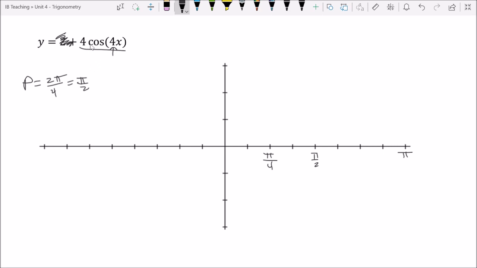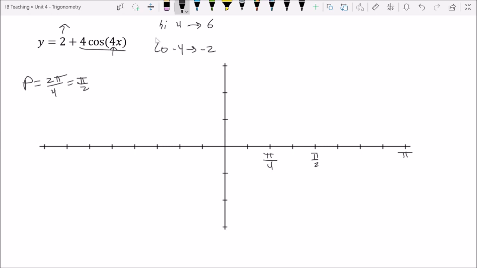What else? This is a 4, so normally this graph would go as high as 4 and as low as negative 4. So I'm going to make a little note. The high would have been 4, and the low would have been negative 4, but hold on a second, we have this 2 out here. So what we have to do is remember that this 2 is shifting everything up 2. So while the high would have been 4, it got shifted up 2, and now it's 6. The low was negative 4, but because it's being shifted up 2, now it's at negative 2.